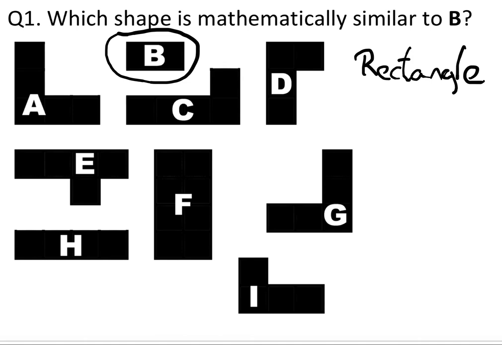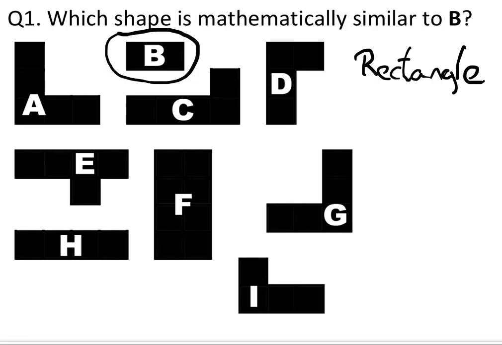So B, if I look at it, looks like it's 1 square by 2. And if I look at H, it doesn't look quite the same. It's 1 square high, but it's elongated. It's very long. So I wouldn't say that shape fits to B. Now F, it looks similar. I think if we rotated that round, it looks mathematically similar.